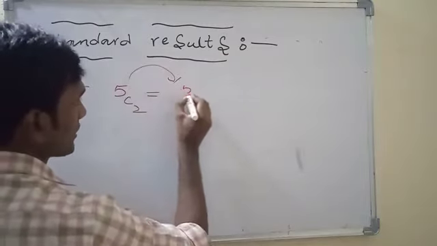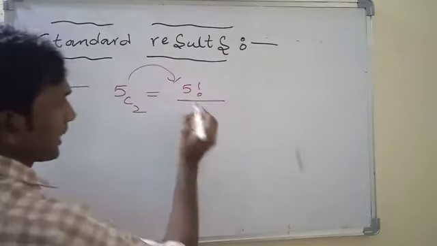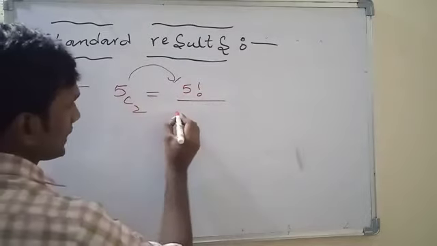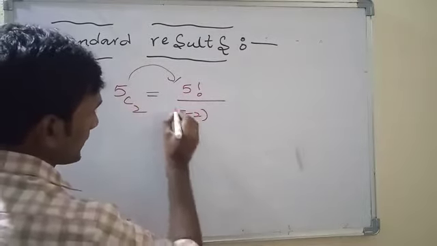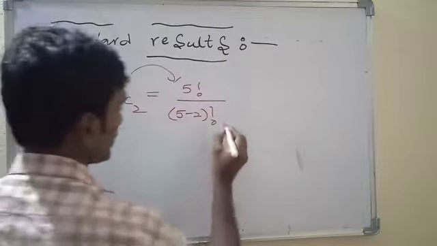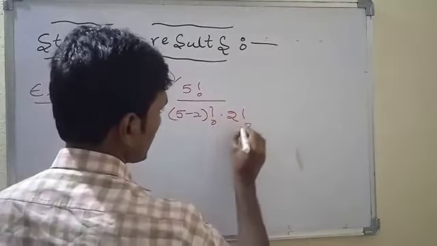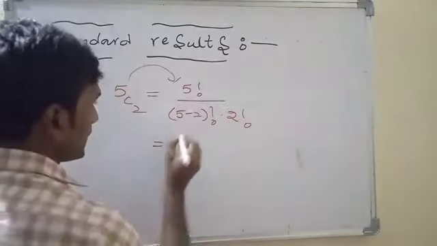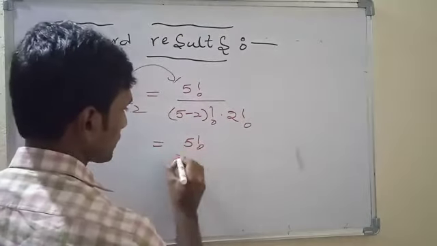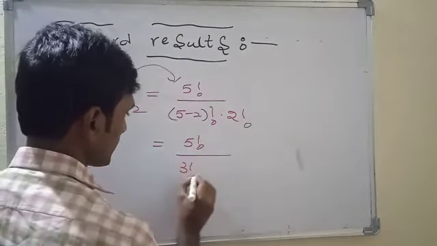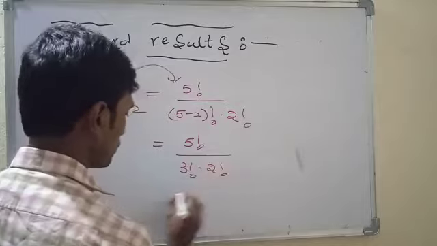Now the formula is like this: n factorial by n minus r factorial into r factorial. That means 5 factorial by 5 minus 2 factorial into r factorial, that is 2 factorial. That equals 5 factorial by 5 minus 2, which means 3 factorial into 2 factorial.